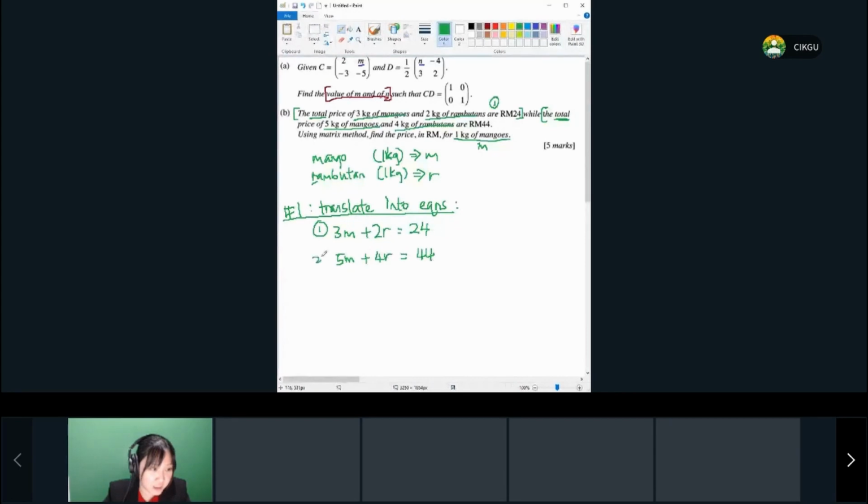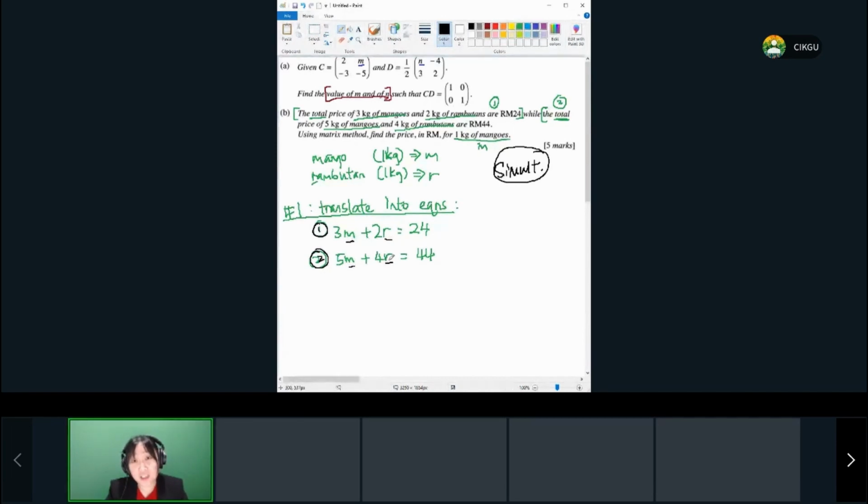This is our second equation. And did I not tell you guys, every time they ask you to do a matrix worded question, it is always a simultaneous equation, which means 2 equations and 2 unknowns, M and R in our case. See?